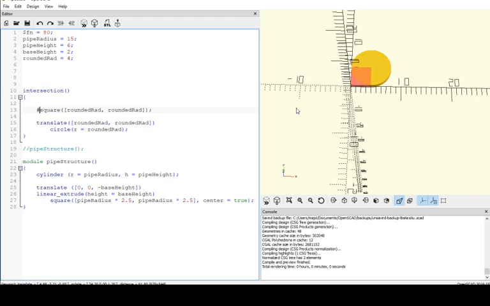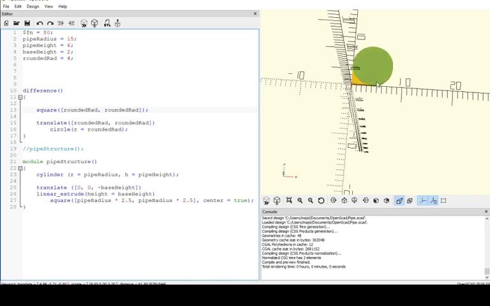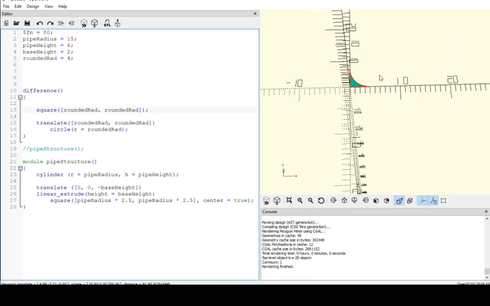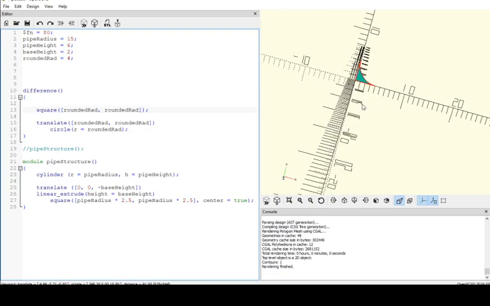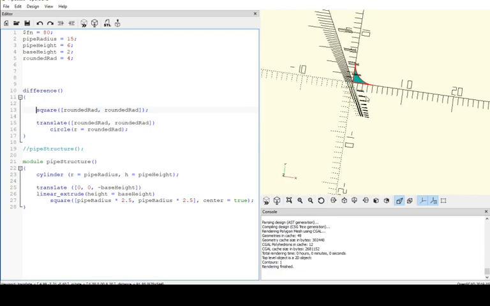There we go. So essentially what we're saying here is, if we had to actually take this and subtract that, so let's not use an intersection, so it's difference. Right, so now you can see it's the difference between that and that. Now if we remove this, you'll see how this will look, and if we press F6, then you'll see our shape taking some sort of form.